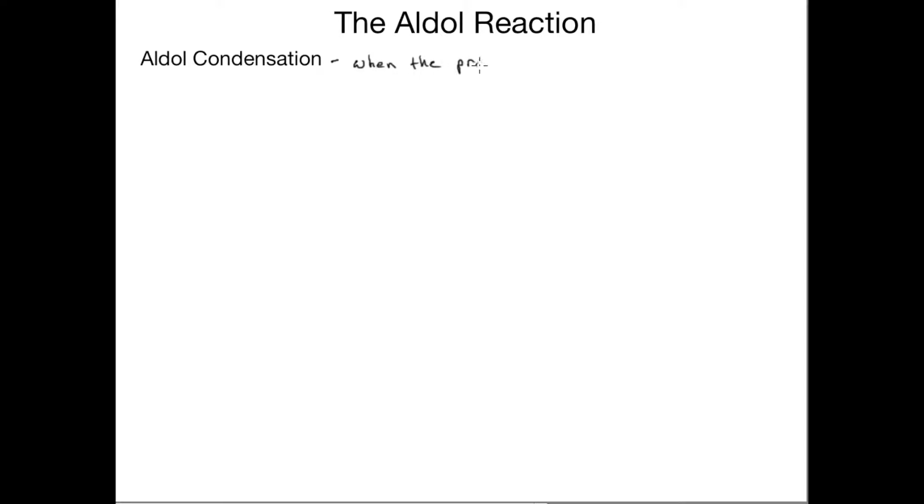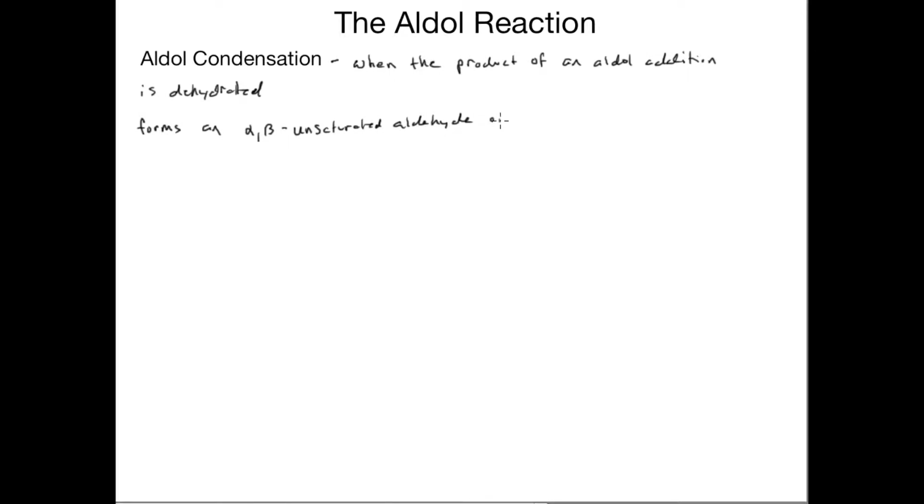Okay, so aldol condensation is another term that describes an extension of this reaction. It is more or less when the product of the aldol addition, that OH there, is going to dehydrate. So you're going to lose a molecule of water. And when you lose this molecule of water, you form what we call an alpha beta unsaturated aldehyde or ketone.